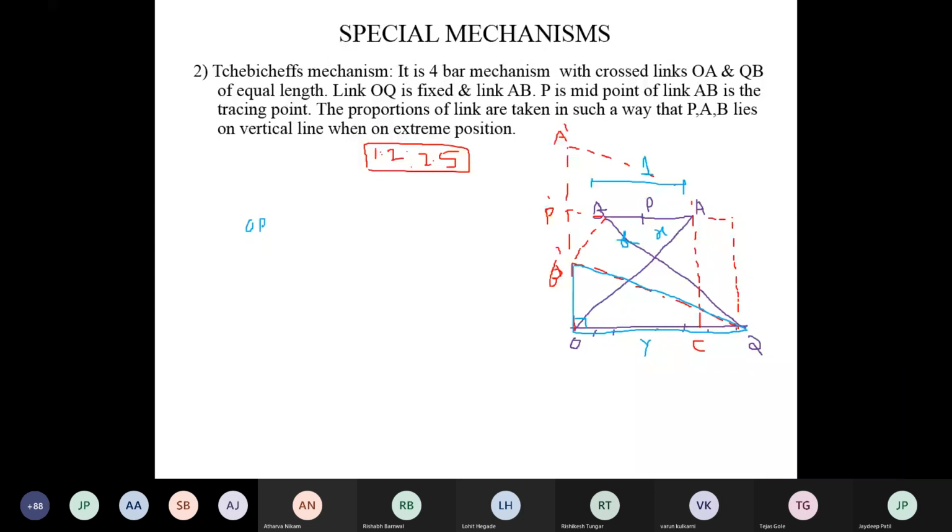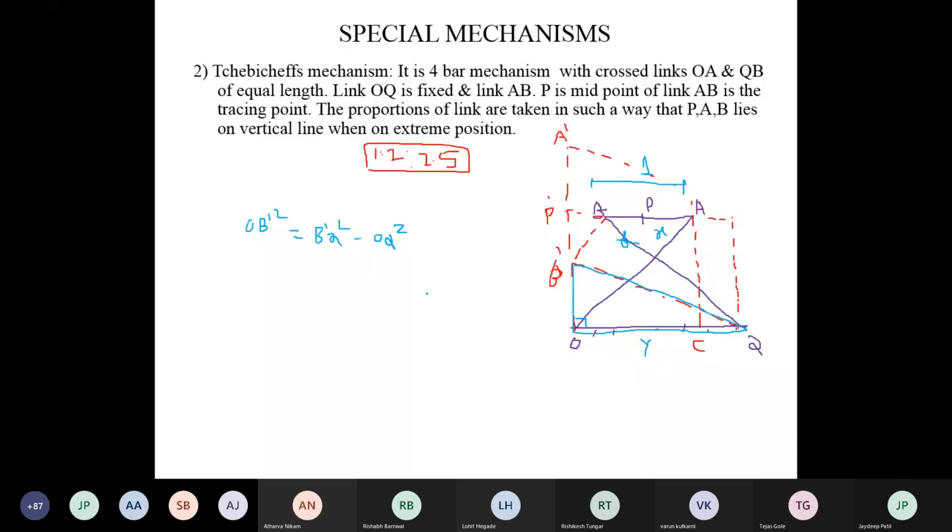क्या आएगा? Anyone? OB dash square is equal to B dash Q square minus OQ square. Correct? Is it right? Now I have to put the value of OB dash here. Then B dash Q square, OQ square.